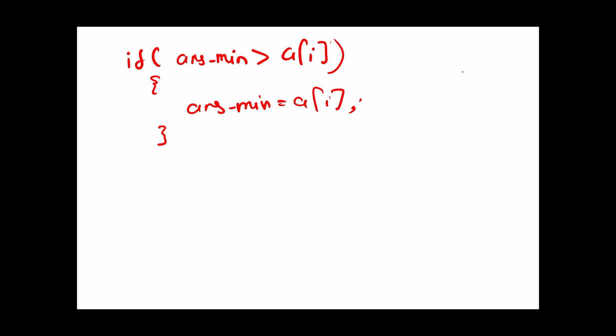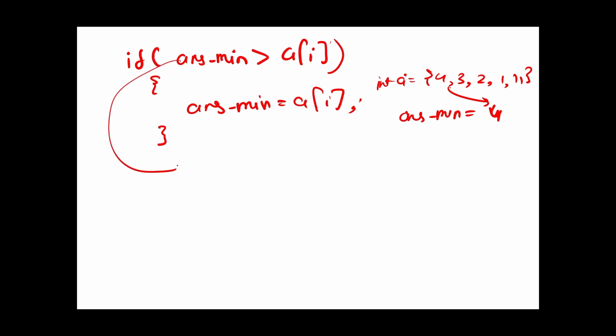Okay. And we can take a small example, like int array is equal to 4, 3, 2, 1 and 11. Suppose the initial minimum value we are taking as 4, that is a dot 0. After this, we are comparing it with the other elements, like answer min greater than a dot I.